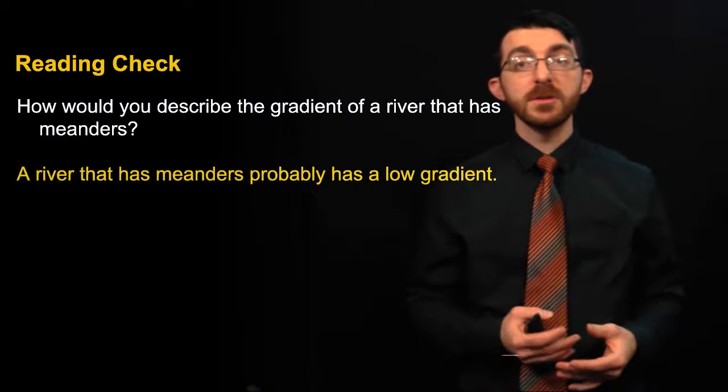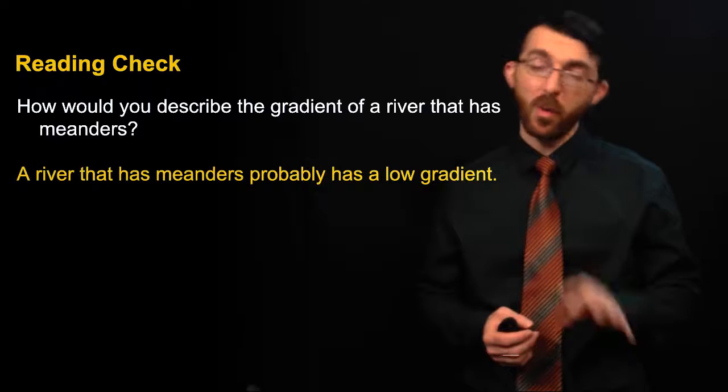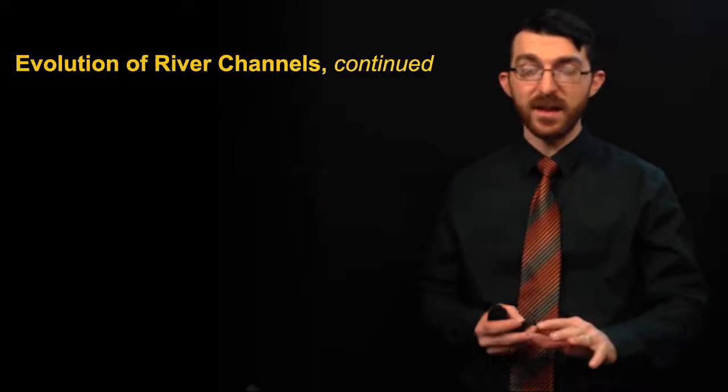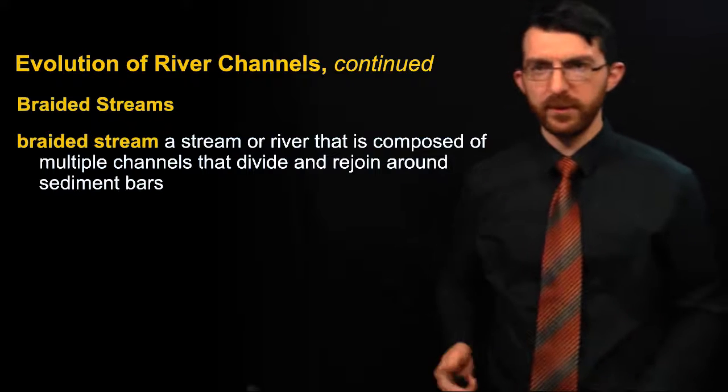A river that has meanders probably has a low gradient. Remember, if it had a high gradient, the water would be moving really fast, and you wouldn't have any kind of moving around. It would just push through things.